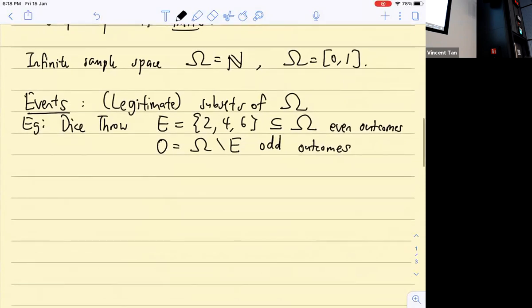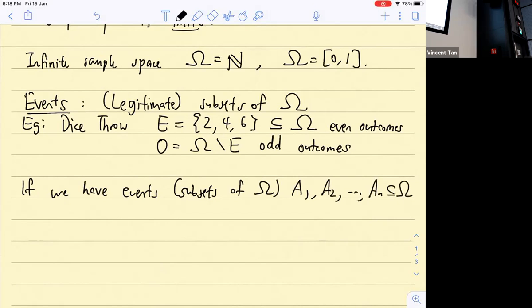Before that, I want to remind you of some basic set theoretic notation. If we have events or subsets of omega, let's say A1, A2, up to AN, all of these are subsets of omega. By the way, I use this as subset equal in LaTeX, but sometimes I'm lazy and I use this, which is subset only in LaTeX. These all mean the same thing. Even if I use this, A is still a subset of A, so it doesn't have to be a strict subset.